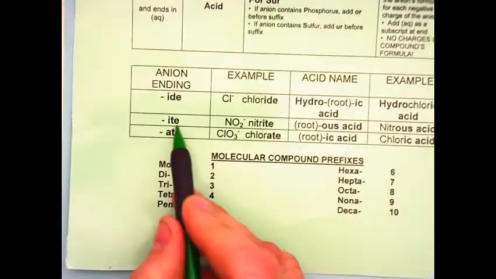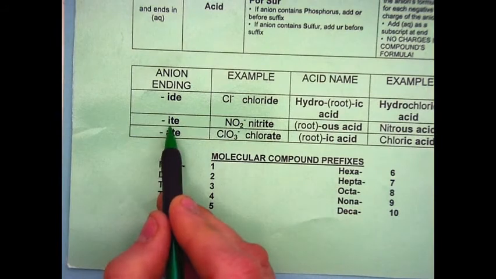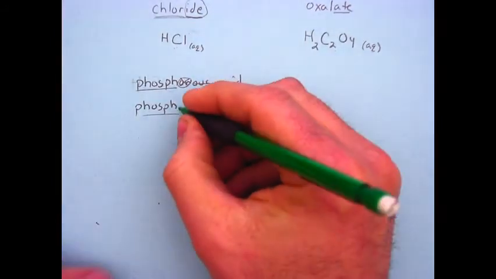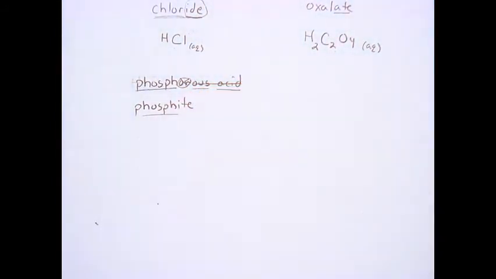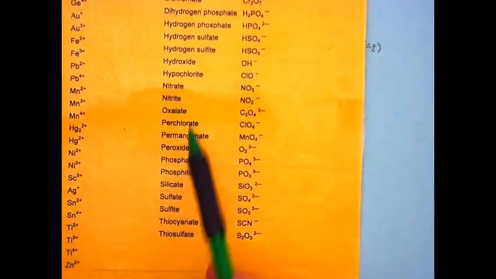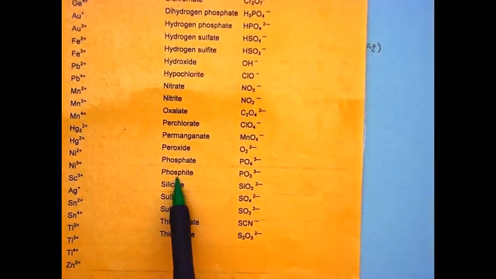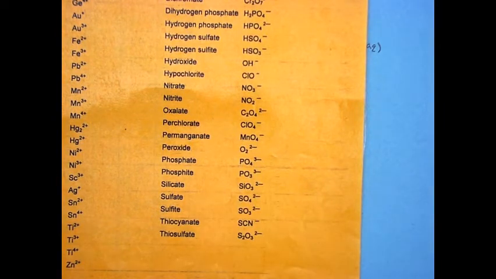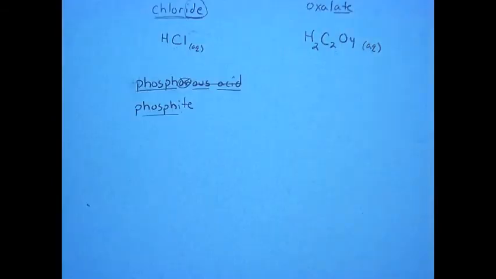And the original anion ending for OUS acid was ite. So it is phosphite. We look on the back, since it ends in ite, it must be an anion that is on the back of the periodic table. So we look down for phosphite, it's right here. The formula is PO3, -3.